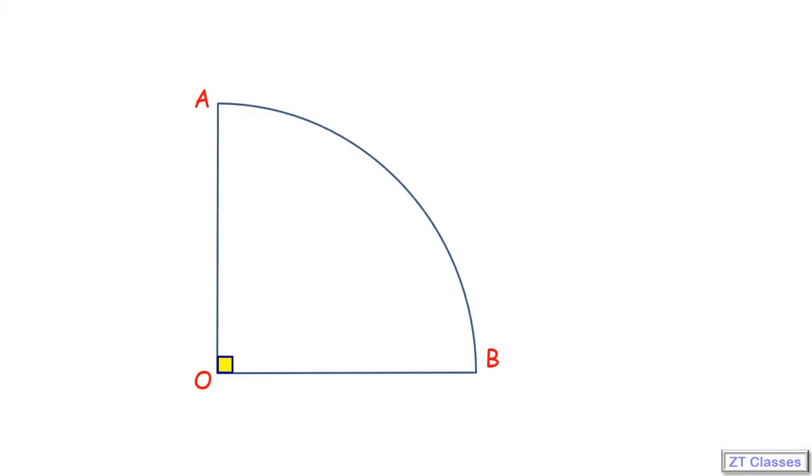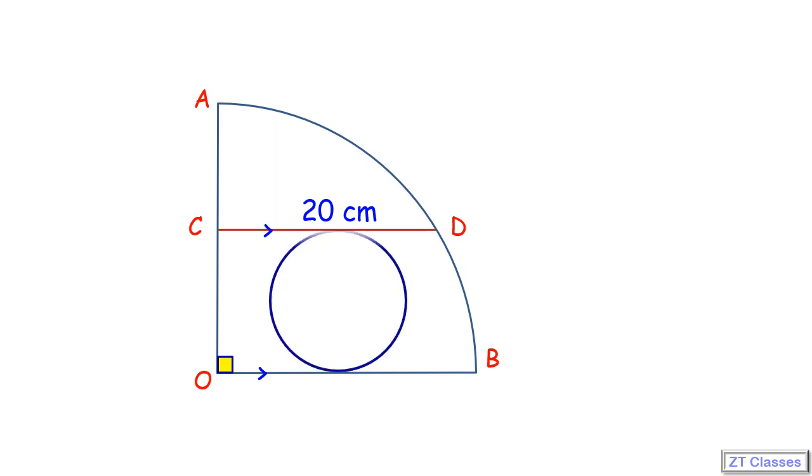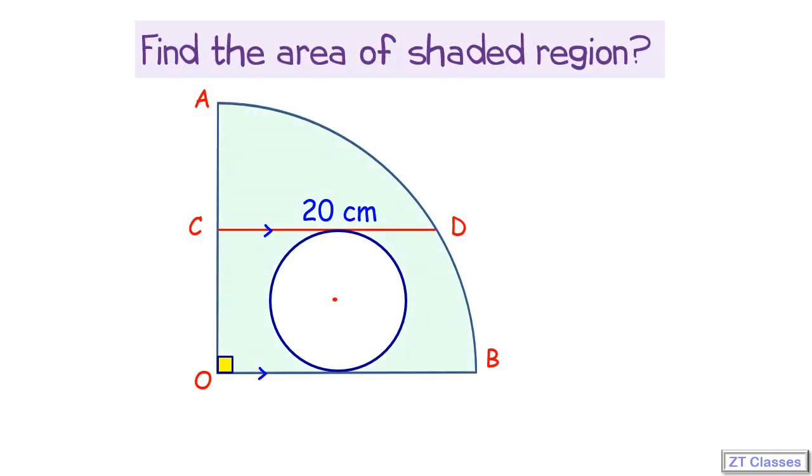Today's question is an interesting geometry question. We have quadrant AOB and a line segment CD such that CD is parallel to the radius OB. CD length is 20 centimeter. Between CD and OB we have a circle of maximum radius. We have to find the shaded region.